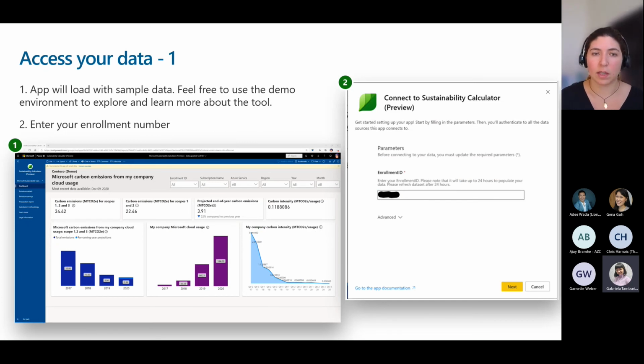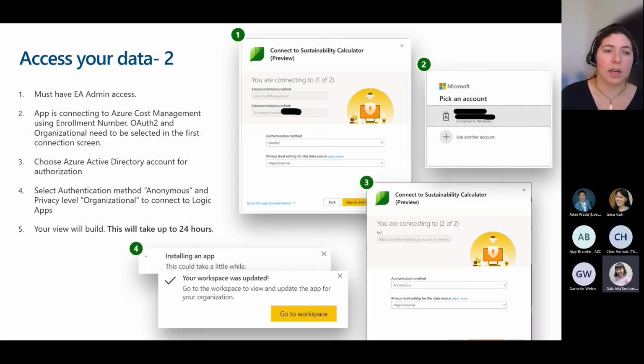Initially, it's going to show you, as I mentioned, the view that I had. It's going to show you the sample data so you can play around with it, look through the demo, then connect it to your data, right? So connect it to your enrollment number. And this is the most important part. When you are connecting your data, again, you have to be that EA admin.